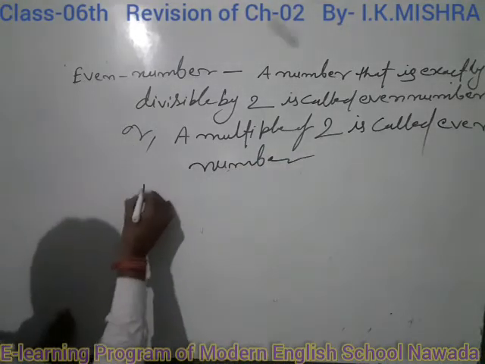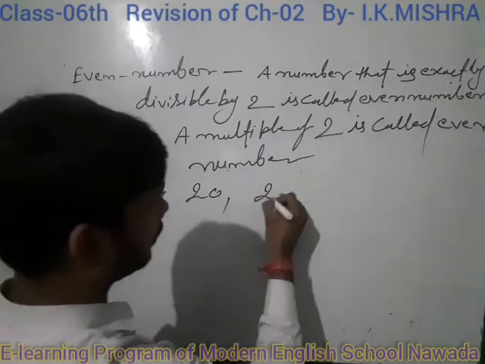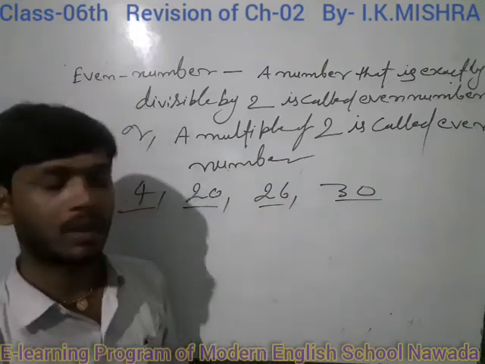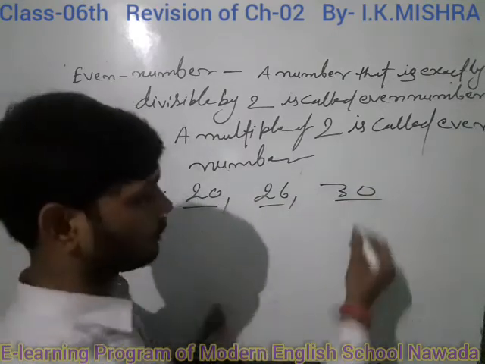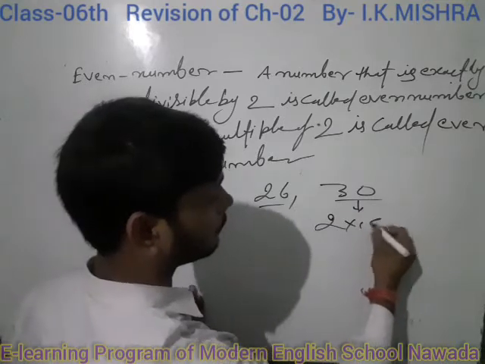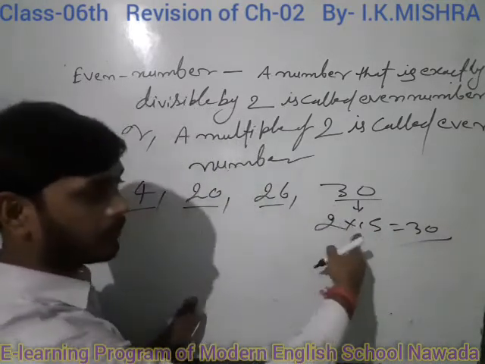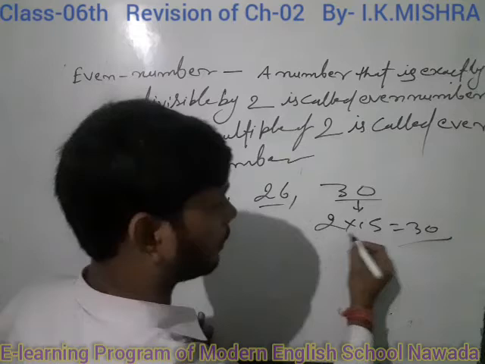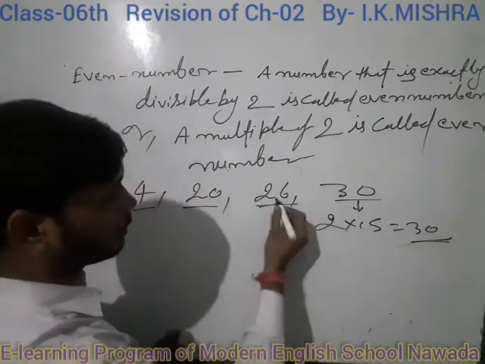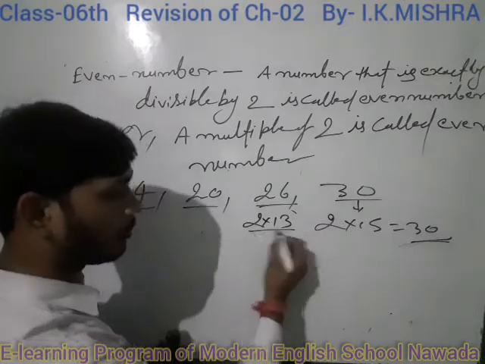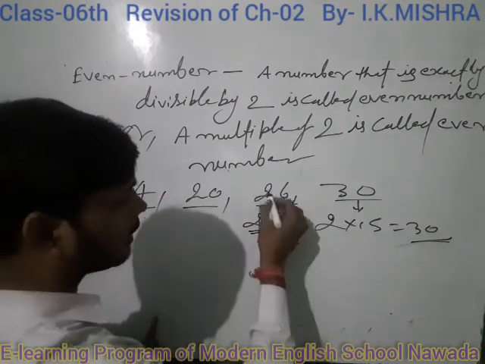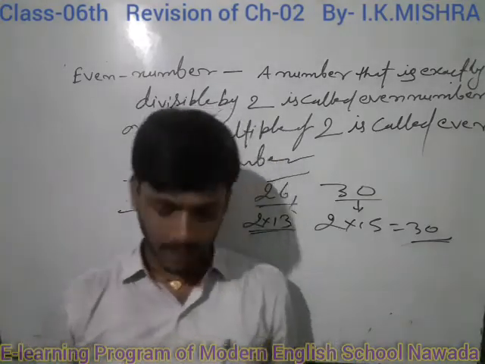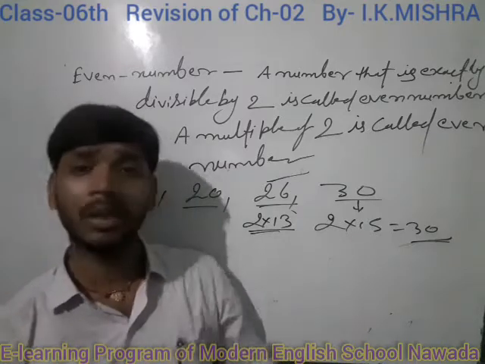Suppose for example we write 4, 20, 26, 30. All of these are divisible by 2, or all of these are multiples of 2. Suppose you write 2 into 15, that means 30, so it is a multiple of 2. 30 is 2 into 15, so 30 is a multiple of 2. Here 26 is 2 into 13, it is also a multiple of 2. And when you divide it by 2, it will be divisible by 2. So all of these type of numbers are even numbers.